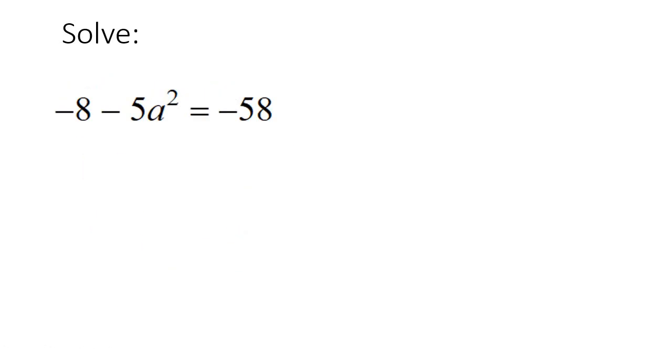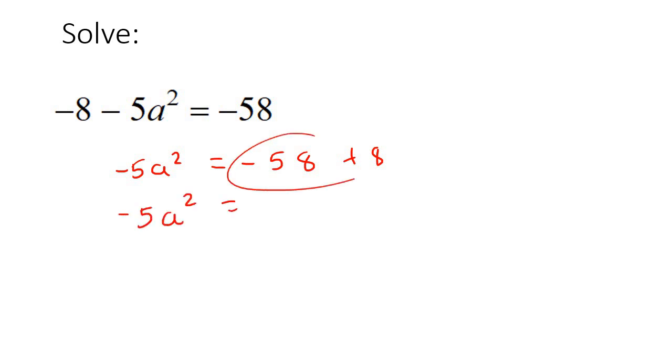Here's our last example. So just try to get this by itself. I'm going to leave it on the left, but you can take it to the right if you wanted to, just because of that ugly negative. But there, you'll see we'll sort it out now. So you get negative 5a squared. This is going to be negative 50.